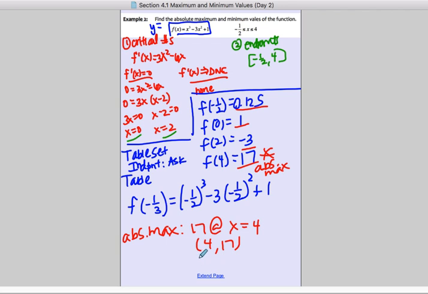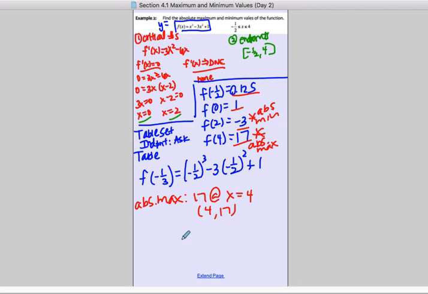Then you find the smallest number, which would be right here. This is your absolute min, and then you'd write that one out. Absolute minimum: you could say it's -3 at x equals 2, or you could write it as an ordered pair, x comma y. This would be your answer if I ask you to find your absolute min and absolute max values.